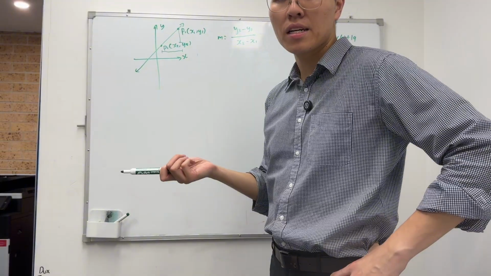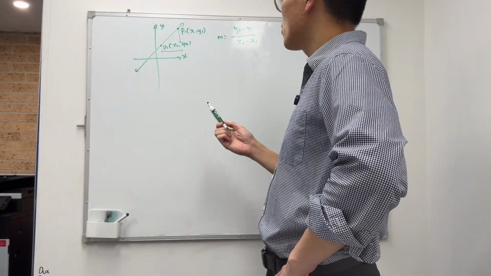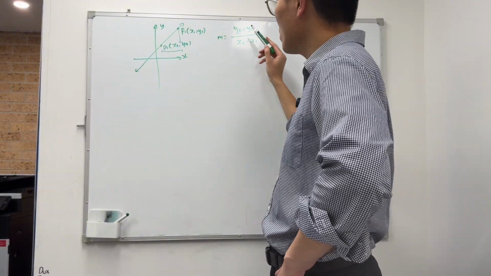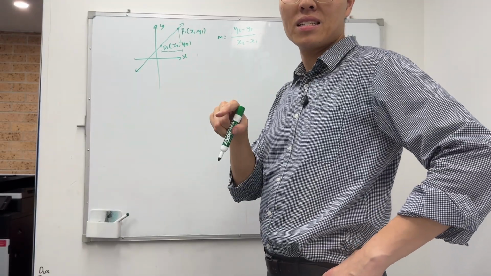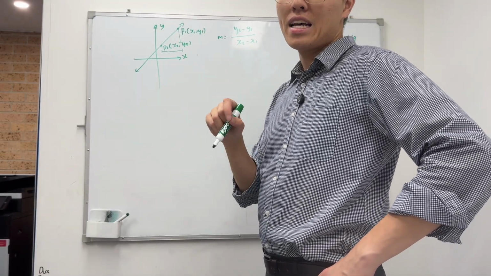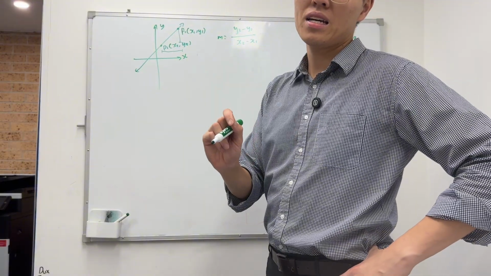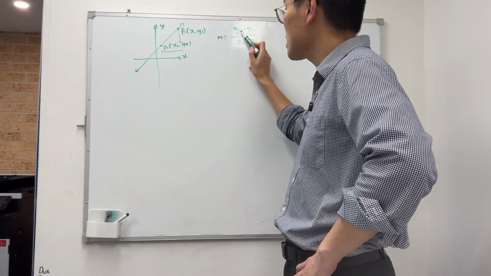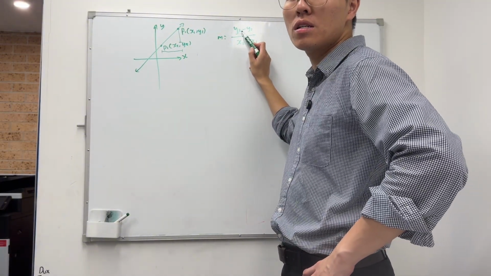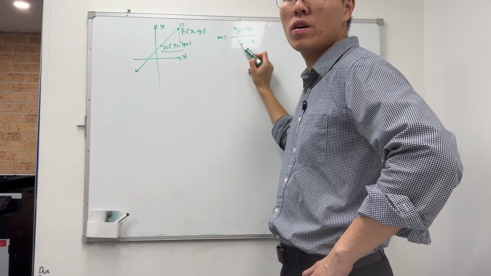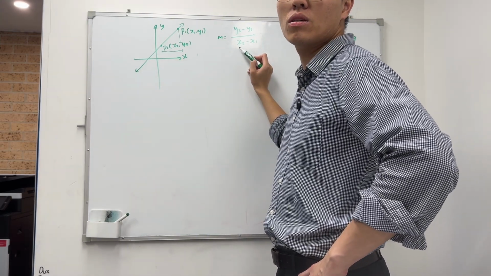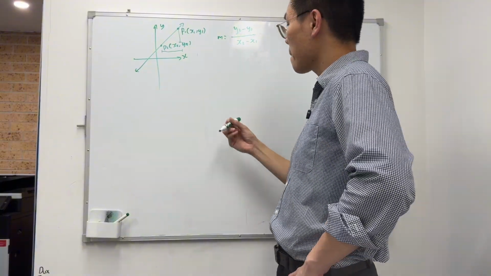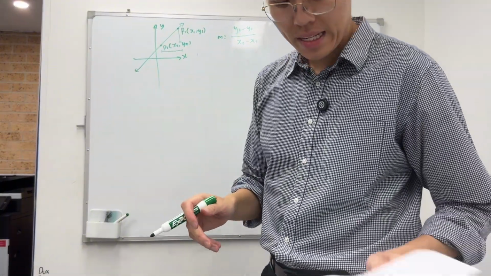Now you might ask, wait a minute, does it have to be y2 minus y1 or can it be y1 minus y2? It doesn't matter, as long as you're consistent. So if you pick y2 to come first, then x2 must also come first. It can't be y2 first and then x1 first.